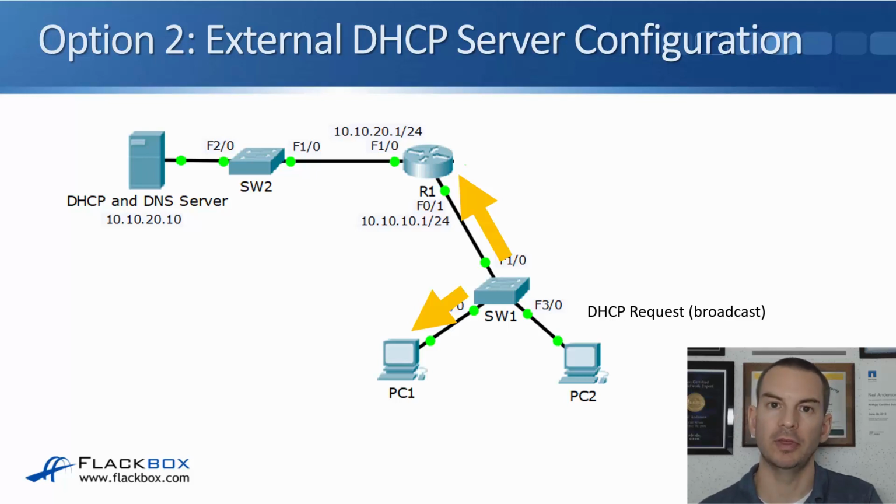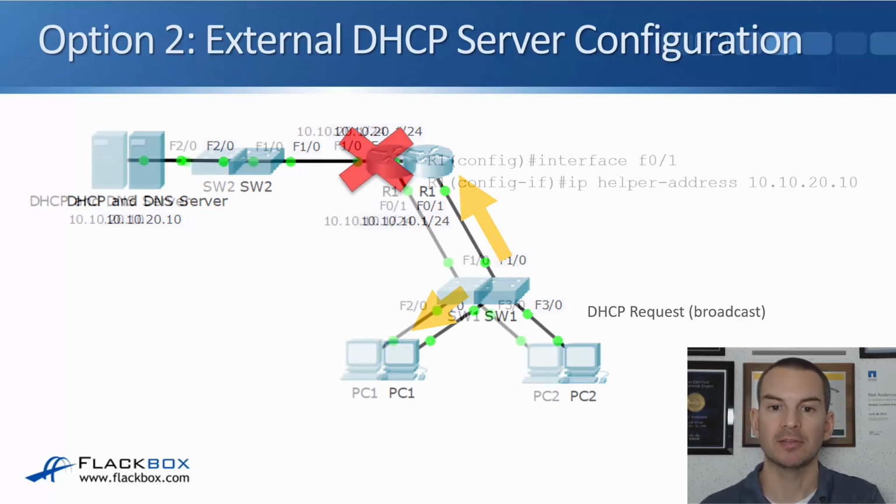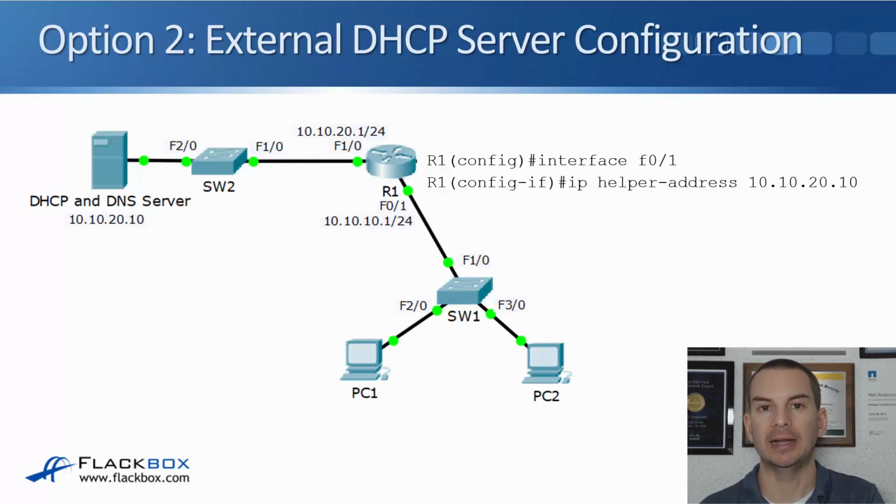The problem is that R1 is a router, and routers by default do not forward broadcast traffic. So R1 will not send that DHCP request out onto the 10.10.20 subnet, so it will never reach the DHCP server, and PC2 will not get an IP address. So that's the problem. And the fix for this is we need to configure R1 to forward DHCP requests.